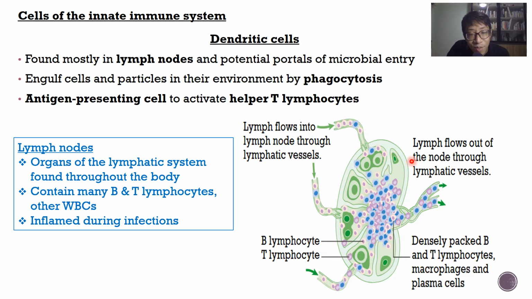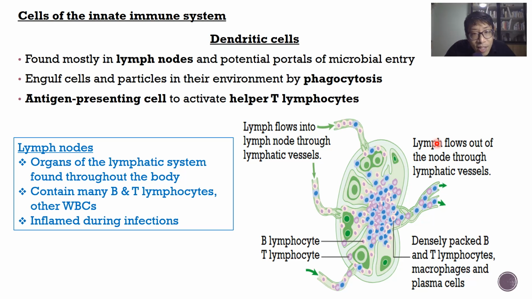So if there is the presence of any pathogens in the lymph, then they would drain into these lymph nodes, which are densely packed with different immune cells as well as the dendritic cells. So they will be able to detect the presence of pathogens at these lymph nodes. The dendritic cells also phagocytose the pathogens, and they also serve as antigen presenting cells.